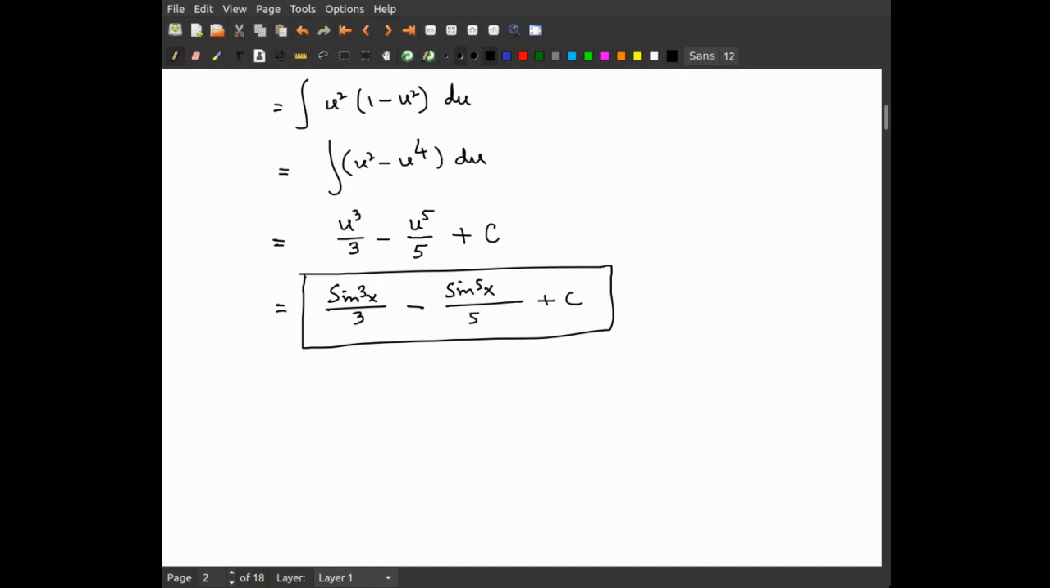Just try to understand what's going on. When you understand the concept, then doing this kind of problem is very easy. All right, let's move to the next one, unless you have any questions.